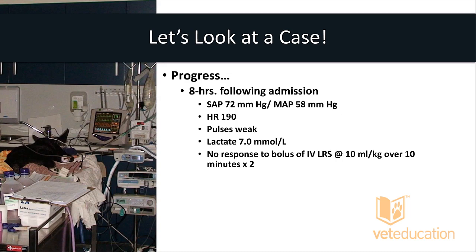However, at 8 hours after admission, this dog's blood pressure fell to 72 millimeters of mercury. His mean arterial pressure was 58. His heart rate was 190. He had weak pulses. His blood lactate started to go back up again, and he had no response to one bolus of IV fluids. We said, oh, maybe he's become hypovolemic. We gave him a single bolus of fluids over 10 minutes to see if there was a response. There wasn't, so we gave him another one. We probably didn't need to give him the second one, okay? So there was no response at all to IV fluids.